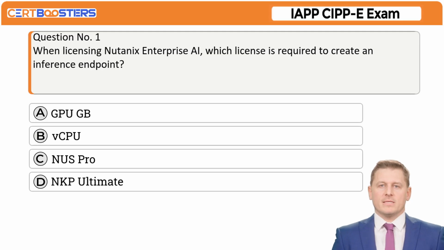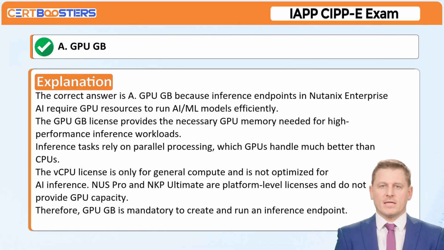Question number 1. When licensing Nutanix Enterprise AI, which license is required to create an inference endpoint? A. GPU GB, B. vCPU, C. NUS Pro, D. NKP Ultimate. Correct answer, A. GPU GB. Explanation. The correct answer is A.